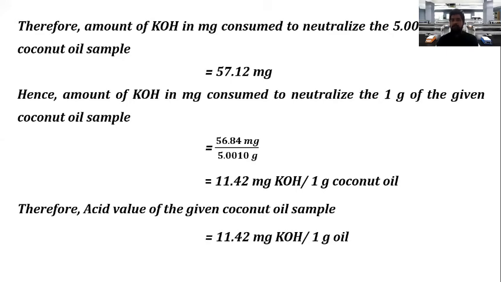Acid value is defined as the milligrams of KOH required to neutralize 1 gram of oil. So the unit of acid value is milligrams of KOH per 1 gram of oil.